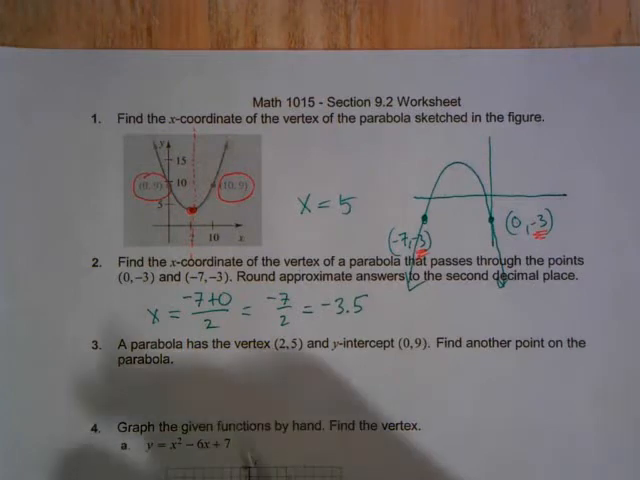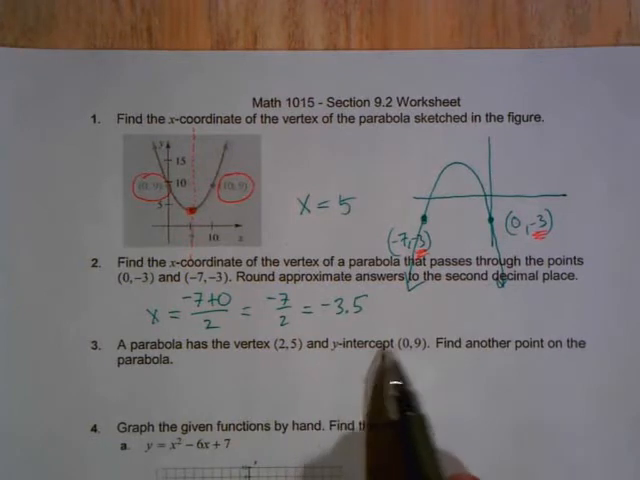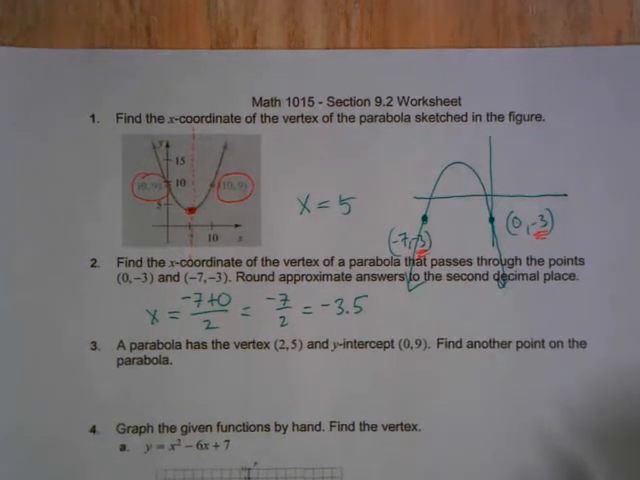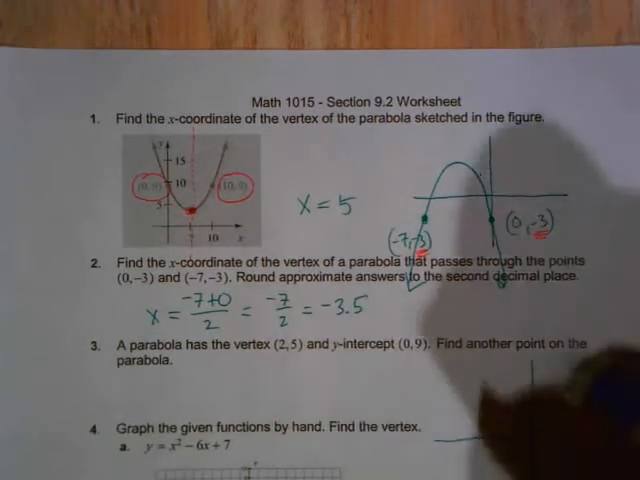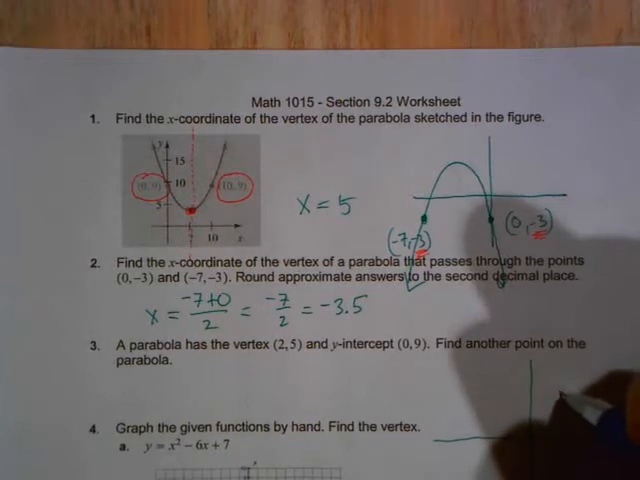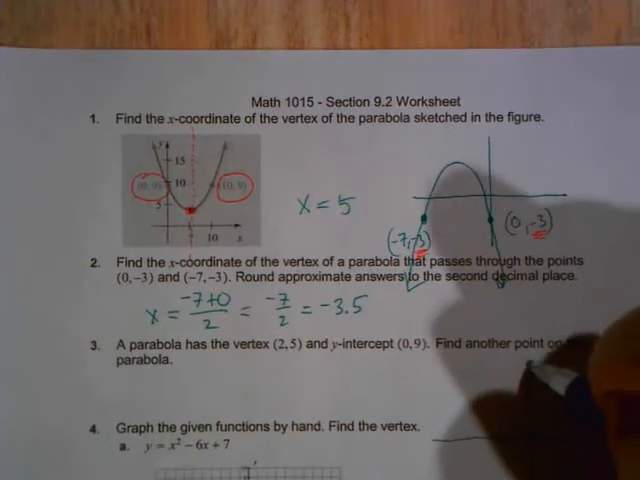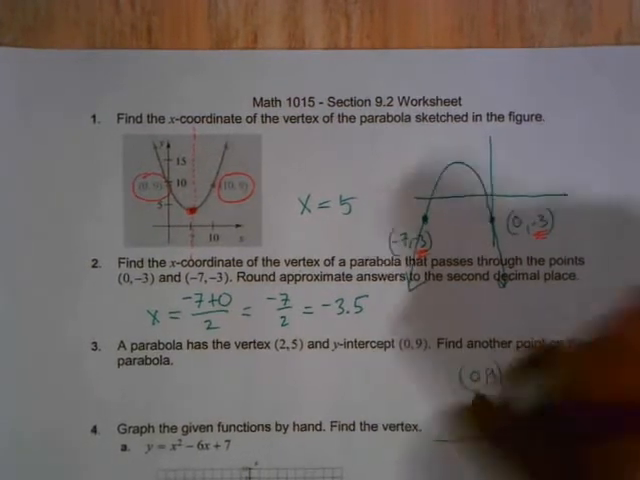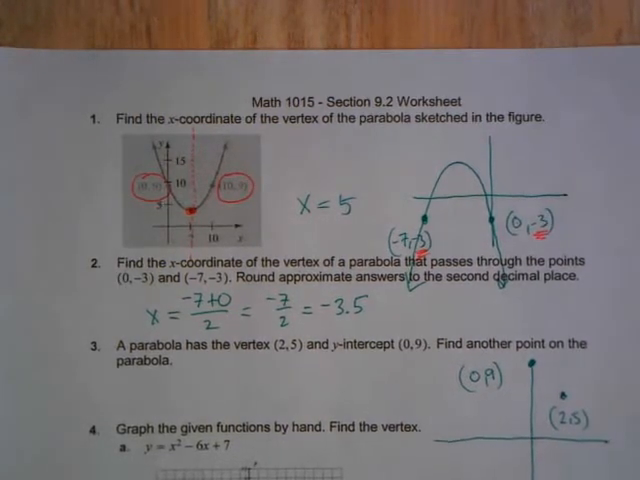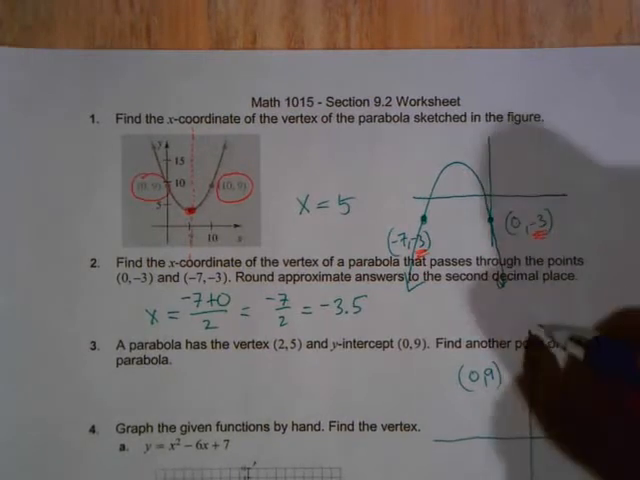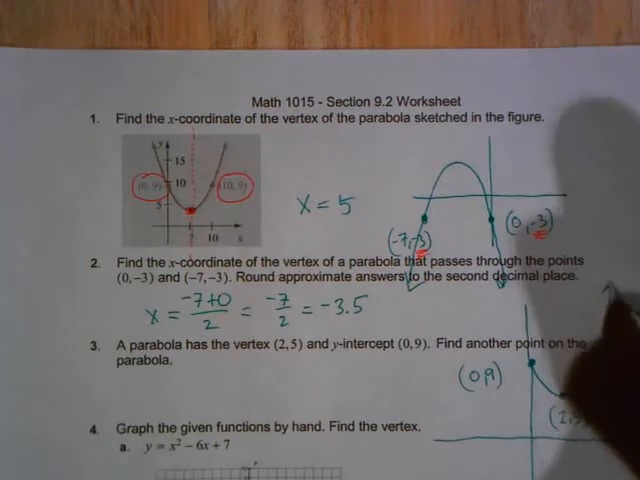Number 3, a parabola has the vertex 2, 5, and the y-intercept 0, 9. Find another point. Alright, once again, I'm going to draw myself a picture here. My vertex is 2, 5. Another point is 0, 9. So this is the vertex, which means it's either got to be the high point or the low point. Well, from this graph, it's got to be the low point because this one's higher. So my parabola has to look like this.